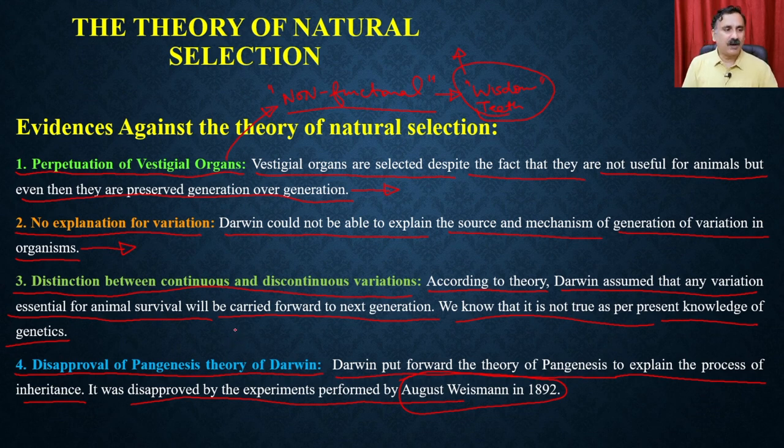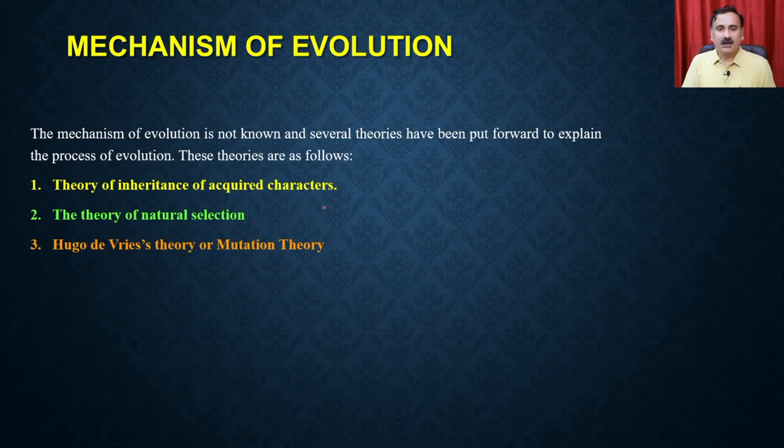So these are the few objections people have put forward against the theory of natural selection. And so that's why people were looking for some explanation. They were looking for an explanation for the variation, and also for what characters are actually going to be carried forward from one generation to the next generation. To explain those phenomena, Hugo de Vries proposed a new theory, and that theory is called the mutation theory, or Hugo de Vries' theory.